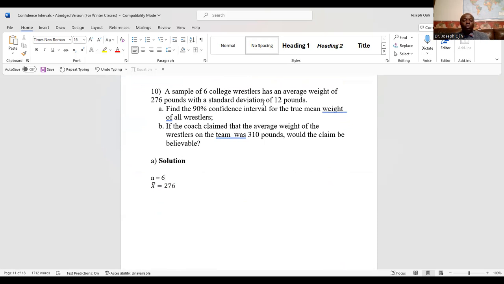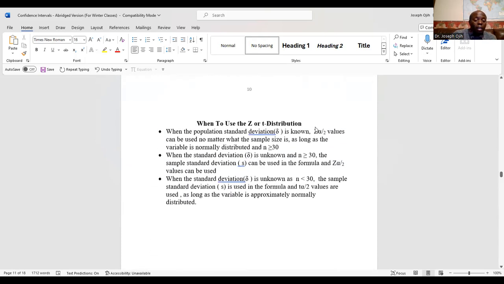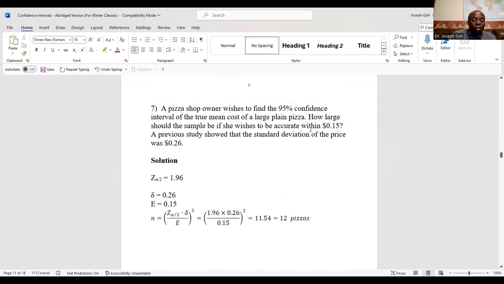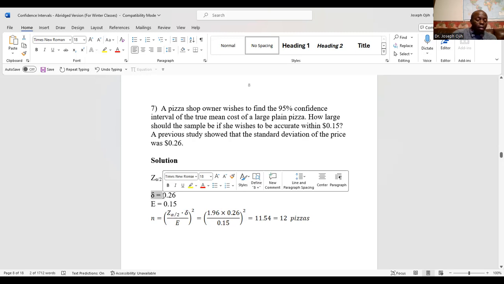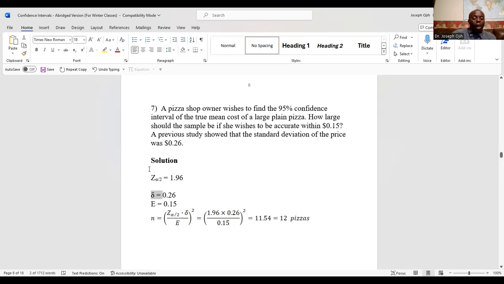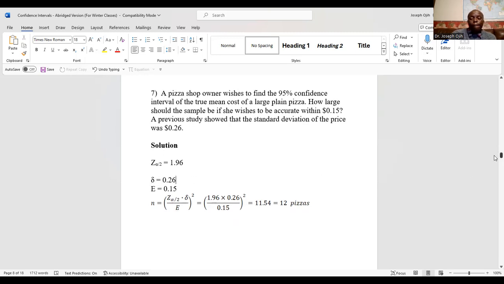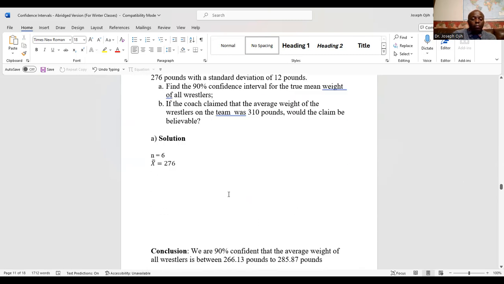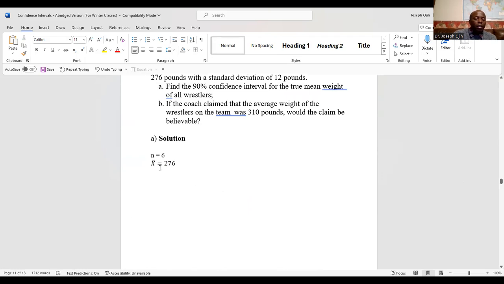So our S bar is 276 pounds and the standard deviation is 12 pounds. So what is the standard deviation right here? I'm going to pick it from here. This is 12 pounds. The standard deviation is 12 pounds.